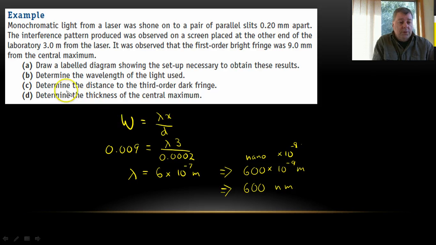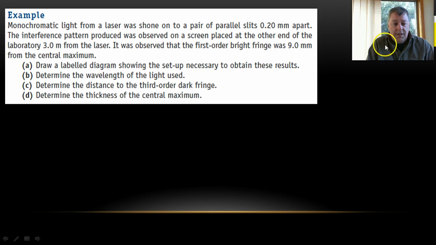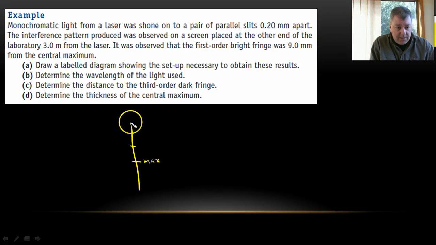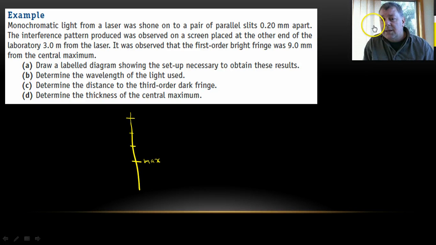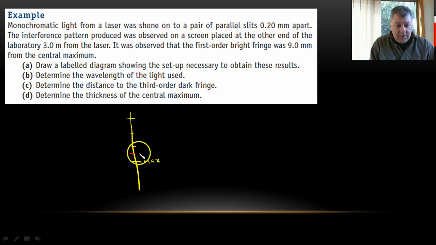Now, determine the distance to the third order dark fringe. So we've got the wavelength. Now the third order dark fringe, let's get rid of that writing when you're ready. If this is our screen again, and there's our max, we would have a bright, and our dark, let's draw our dark in red. So this would be a dark, so that's our third order dark.